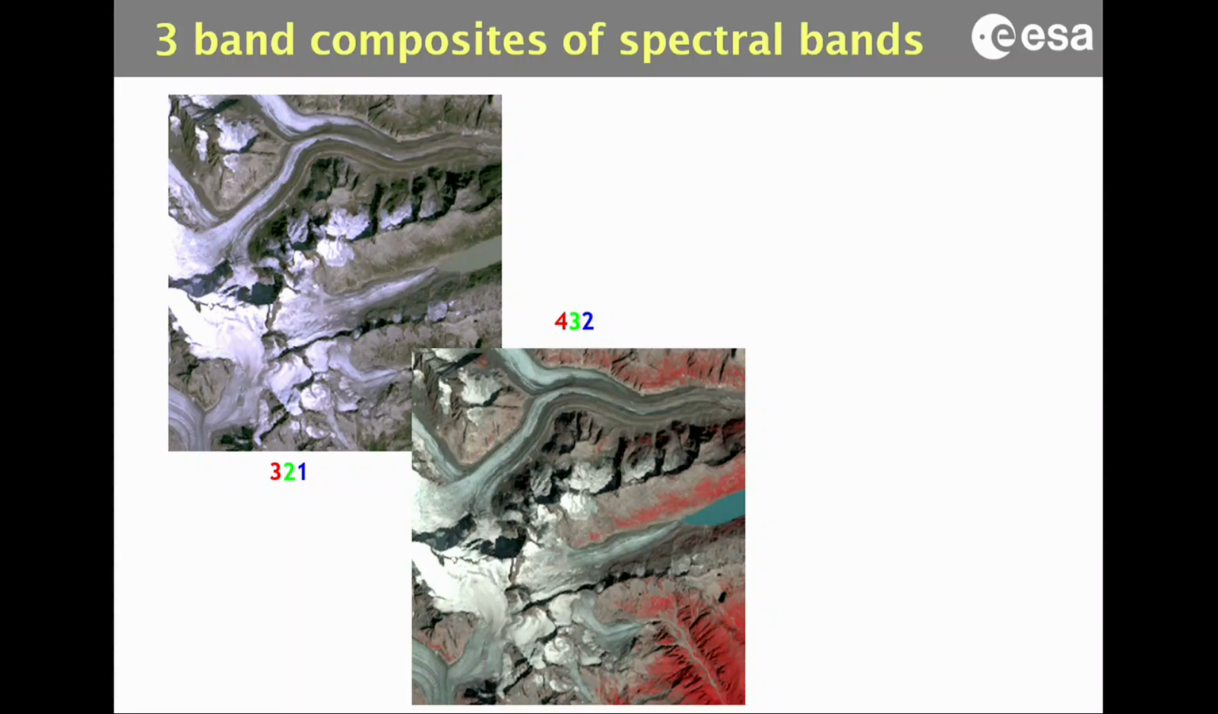But when you do it now with the near infrared as red, the red band as a green band, and band 2 as a blue band, you get these false color composites, which show vegetation in bright red colors, and lakes and water in this bluish tint. So this here is a lake.